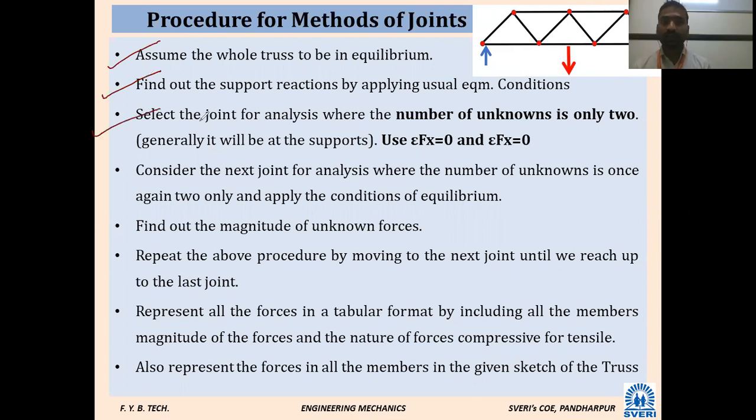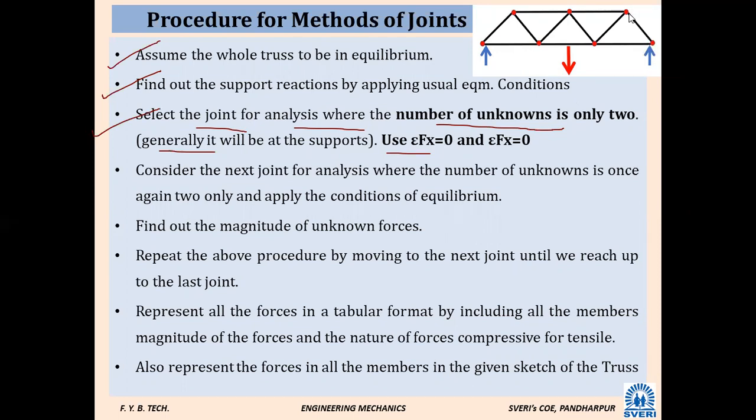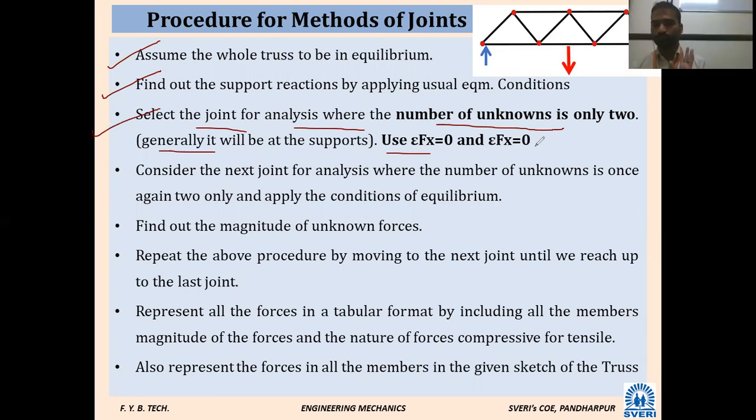Then select the joint for the analysis where the number of unknowns is only 2, generally at the support. Then use sigma Fx equals 0 or sigma Fy equals 0. So always you have to select a joint in which the number of unknowns should be 2.